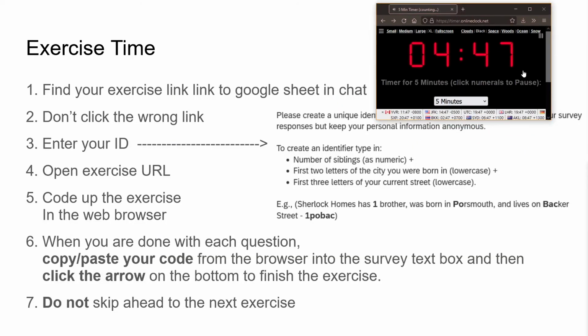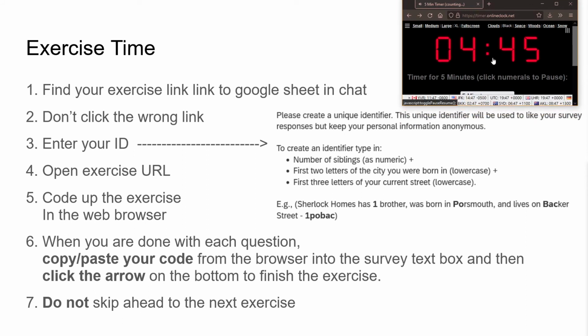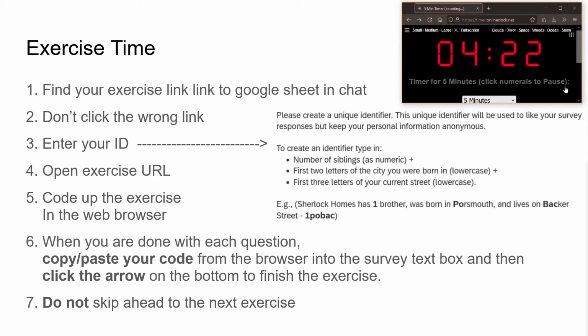Paste the link into the chat and try not to click the wrong link. Enter your ID, open up the exercise URL, copy paste the code. Do not copy paste the actual URL, because I can't see any of that. And then don't forget to submit the survey, and then don't move on to the next exercise. Then we'll take a couple of minutes, and then I will go over that solution.